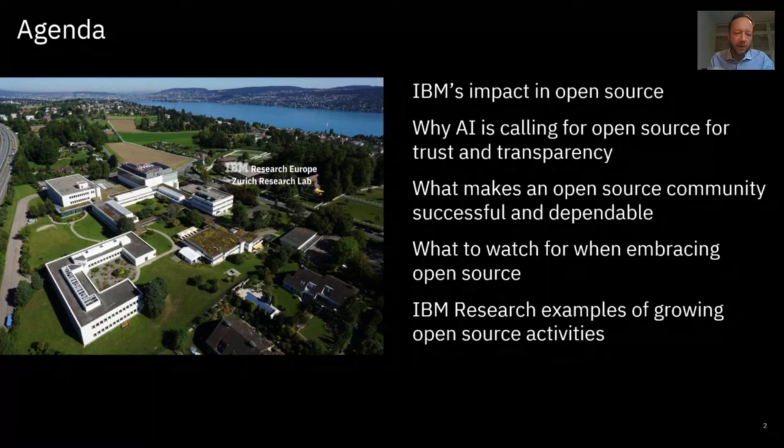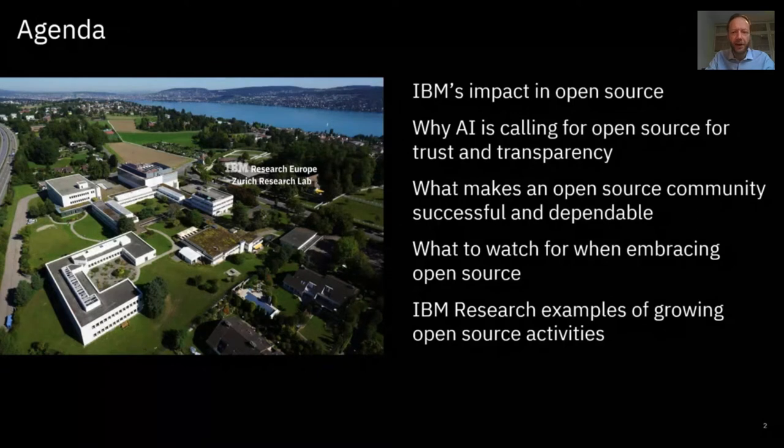Then I will jump to observations that we've collected over the years throughout our community of experts at IBM, and now Red Hat also, as to what makes an open source community successful and dependable, and what to watch for when you're embracing open source, whether it's as a user, as I said, or as a contributor. And then to finish, I would like to open the horizon as to what kind of new research activities we are engaging on, where we depend on the open source communities to create the snowball effect behind the work that we are doing in our labs in collaboration with people inside and outside the company.